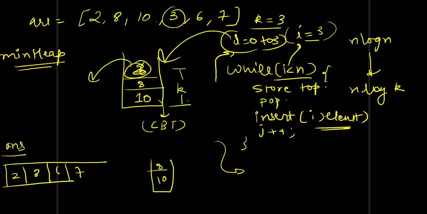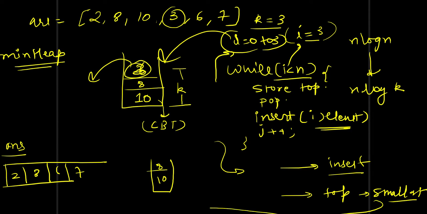But for now, just try to understand that we are just trying to insert it in one go and get the top element, which will be the smallest one. And once we get the smallest one, we'll simply store it in the answer vector, right? That's the complete approach, right?